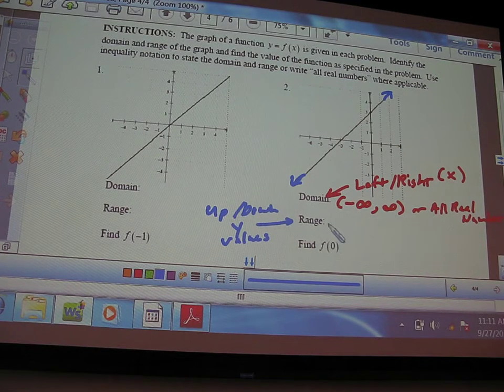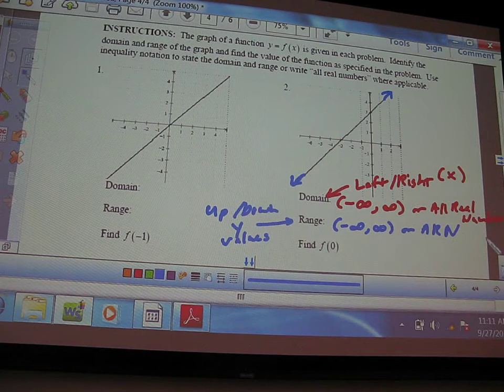So, the range is all about the height. How low does it go? How high can it go? The lowest it can go is negative infinity. It can go down and down forever. What's the highest it can go? Good. Positive infinity. Or all real numbers.